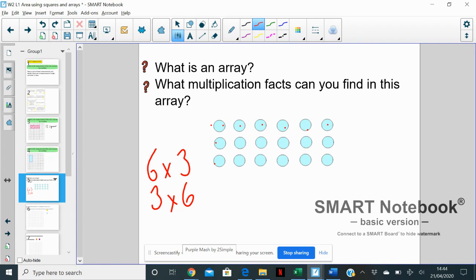Have a think now. Can you use one of those multiplication facts to tell me very quickly how many circles there are altogether in my array? So I know that 6 times 3 and 3 times 6 is 18. So I've managed to give a total of all of those circles without having to count them one by one, simply by counting how many there were going along and how many there were going down. That gave me a multiplication fact that I could use to find that total nice and quickly.